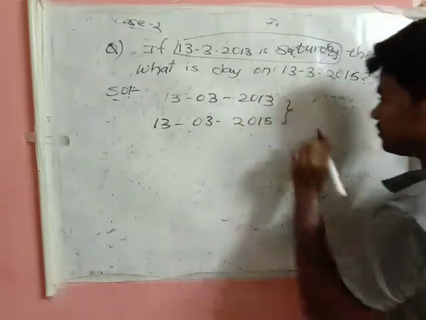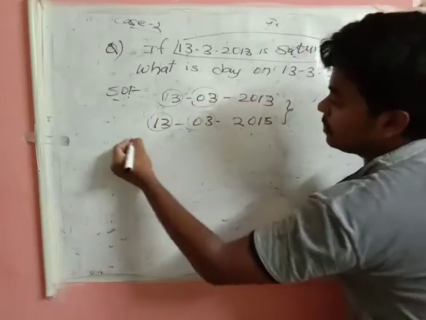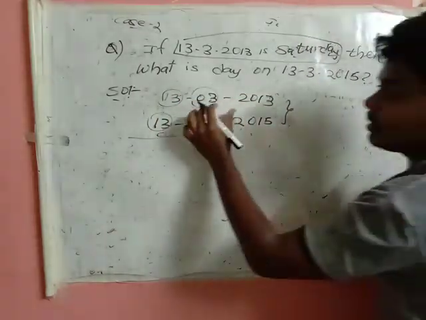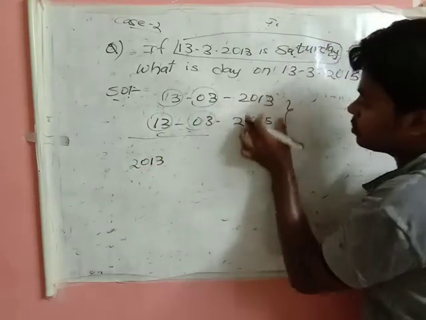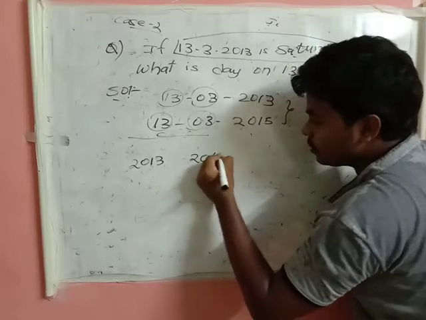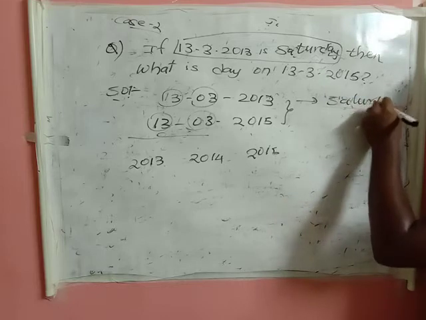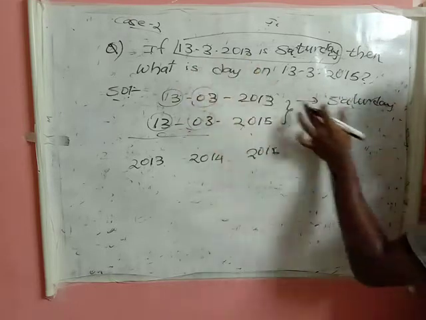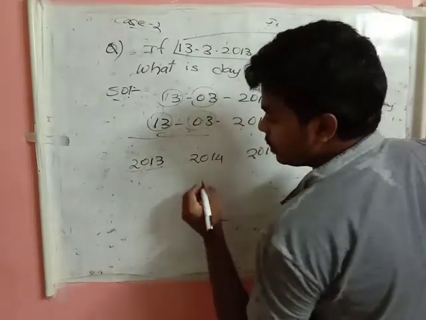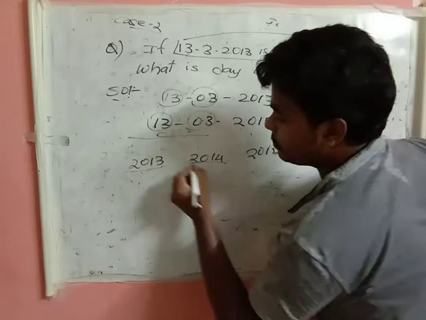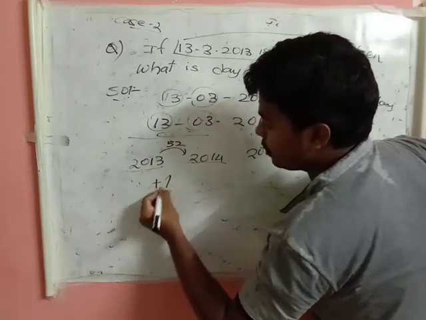Now observe both of these. Here the date and the months are the same. Whenever the date and month are the same, you take 2013 and look at the years between 2013 and 2015, that is 2014 and 2015. 13th March 2013 is given as Saturday. Is 2013 a leap year? Not a leap year. Is 2014 a leap year? Not a leap year. So I have 52 weeks plus 1 odd day.